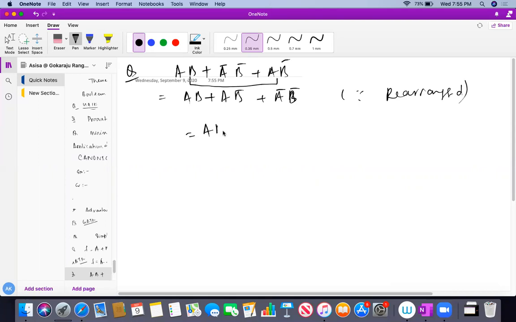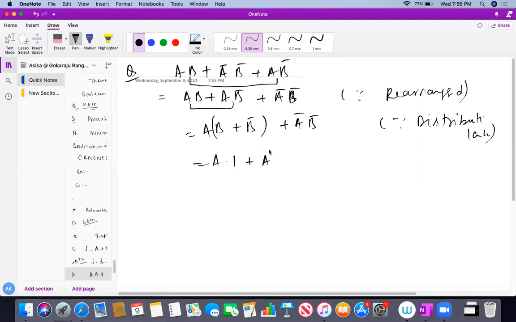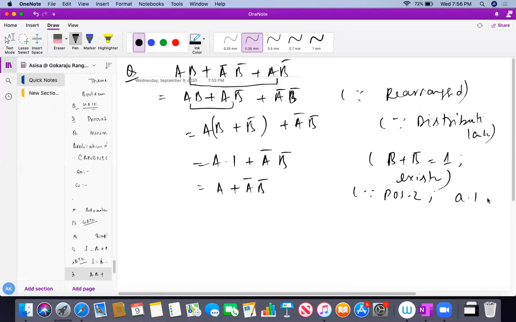Okay, so which is A, B or B bar. I have used the distributive law between these two, or A bar B bar. So here I've used the distributive law. Next, B or B bar, I know that it's 1, A bar B bar. So here B or B bar, as we know, it's 1, existence of complement. I have just used postulate number 6. Next, A and 1, I know that it is A, A bar B bar. So this is actually postulate number 2 I have used. A and 1 is A.